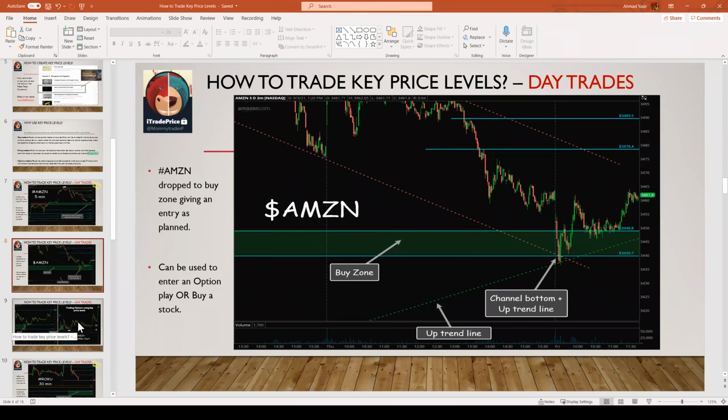You give yourself a chance where you're minimizing your chance of getting stopped out from a position, right? And you're making an educated entry. You're not just running after something because it's running.